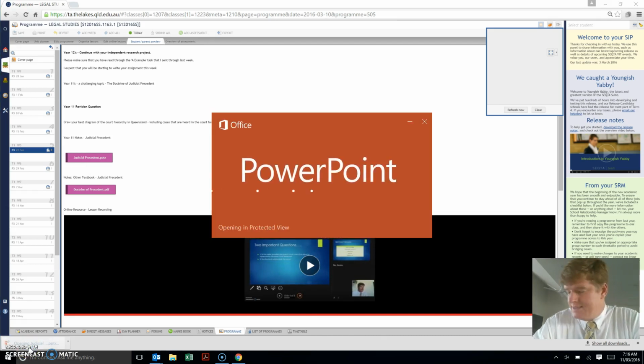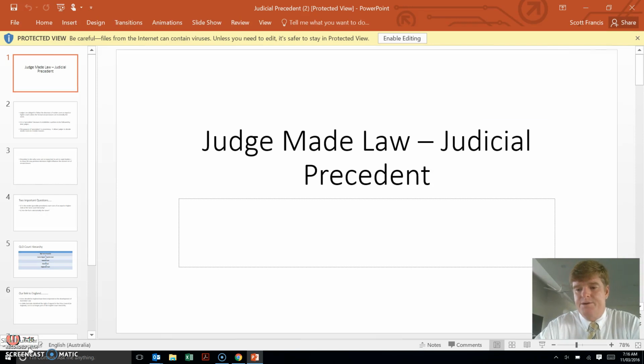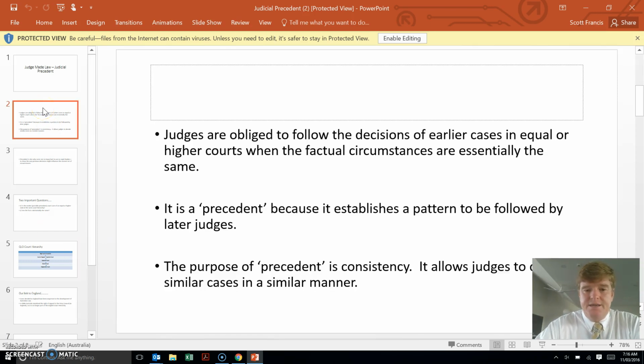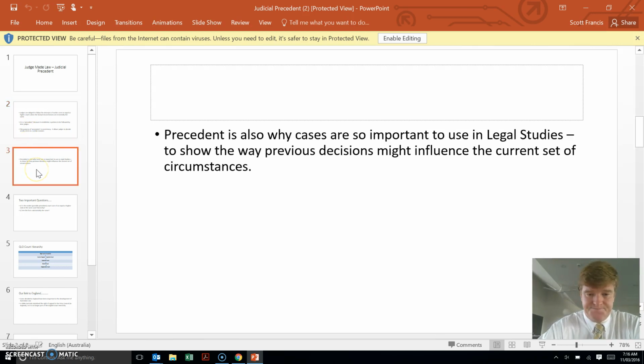Now, this is all about common law. Common law is judge-made law, law that comes from the decisions of previous judges. So judges are obliged to follow the decisions of earlier cases in equal or higher courts when the facts are essentially the same. It follows a pattern of behaviour, right? So that there's a precedent, something's gone before that set a standard. And the primary purpose is about consistency.